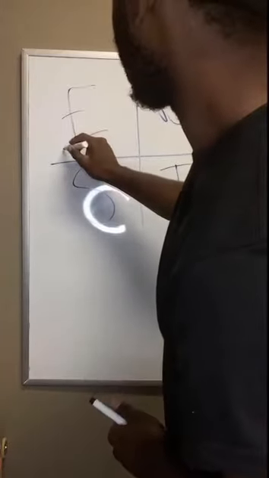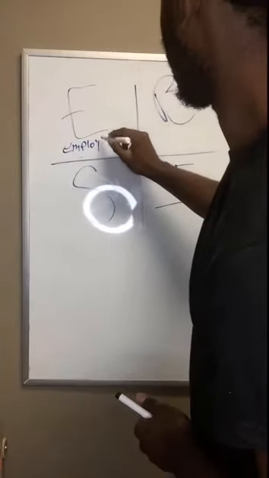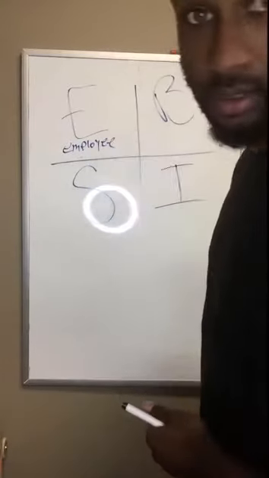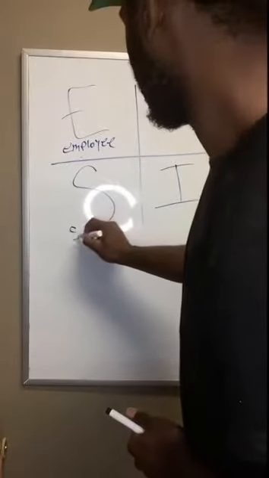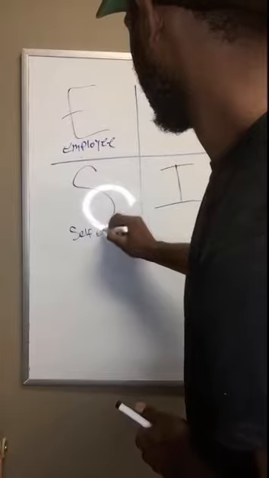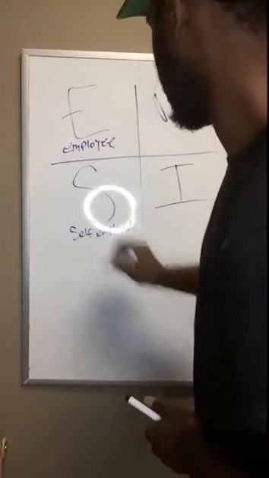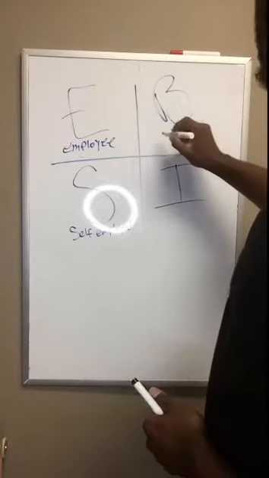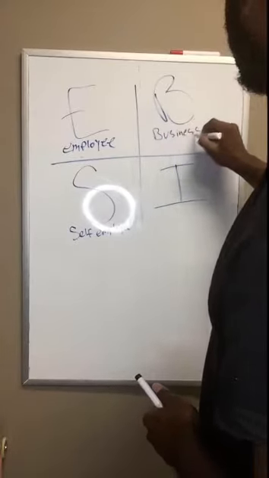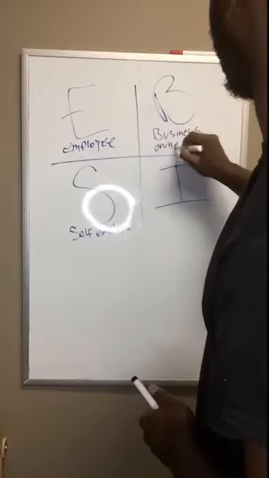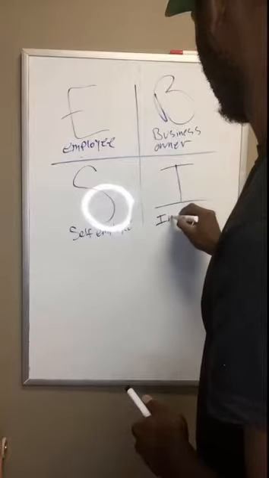E stands for employee, right? S stands for a self-employed person, right? B is a business owner. And number 4 is an investor, I.